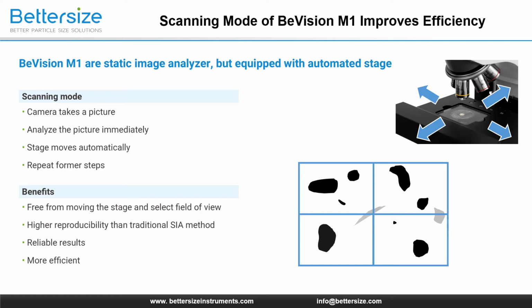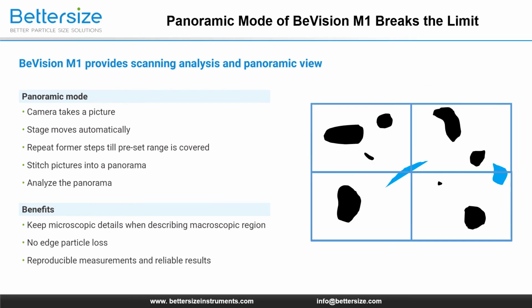With the help of the SOP settings, the automatic scanning process improves the task efficiency, doing the image capturing and stage moving simultaneously, which pushes the efficiency to the next level. The efficient scanning mode analyzes many particles in one test, thus strengthening the statistical significance of the result.